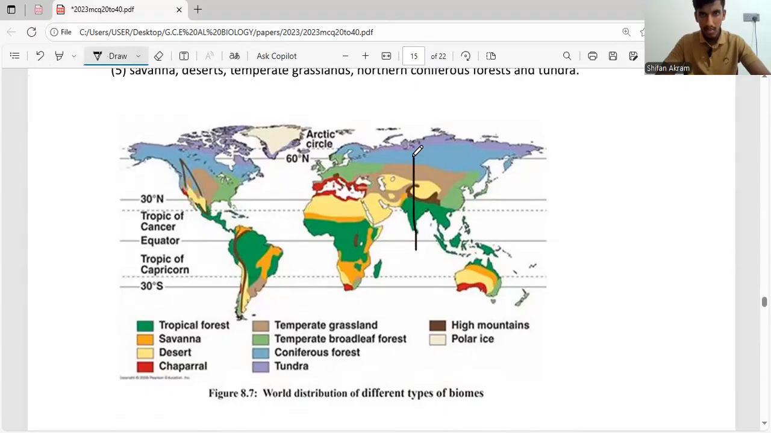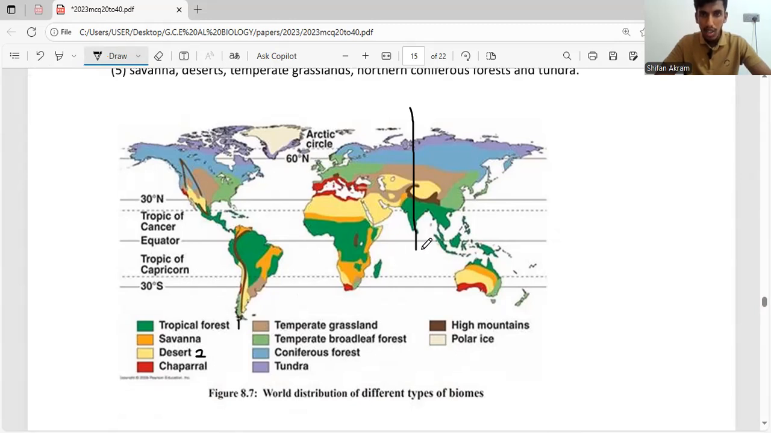I'm drawing a straight line from Sri Lanka. Now let's see all the biomes we could encounter. Sri Lanka is filled with tropical forest, so that's the first one, tropical forest. Then as we go above, we have the light yellow colored part, which is the desert, right? So that's the second one.